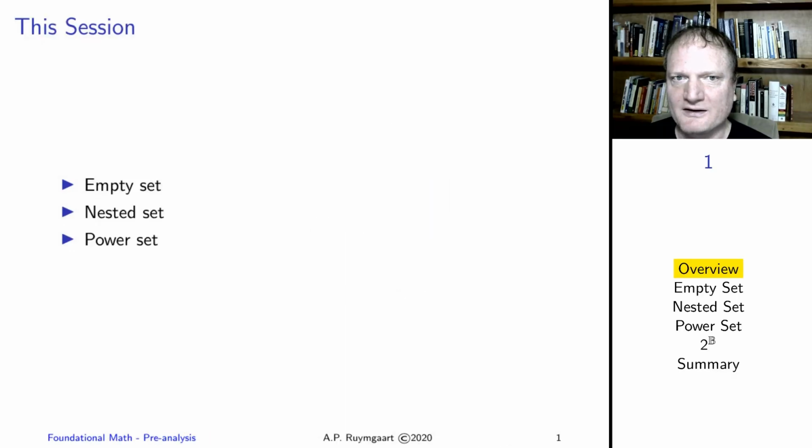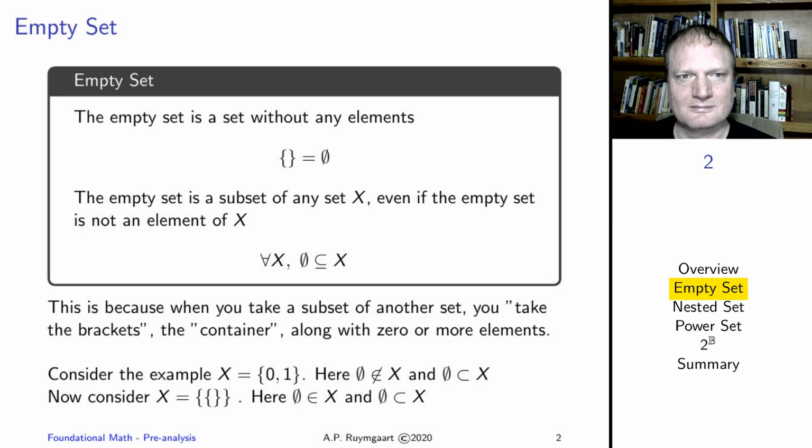Hello and welcome back. In this short session we will talk about nested sets, the empty set and the power set. Let's start with the empty set. An empty set is just what it sounds like, just the curly brackets with no elements inside, and we can use this crossed out 0 notation. So crossed out 0 denotes curly brackets with no elements inside, or the empty set.